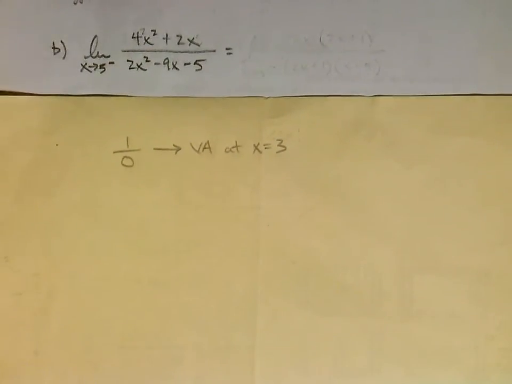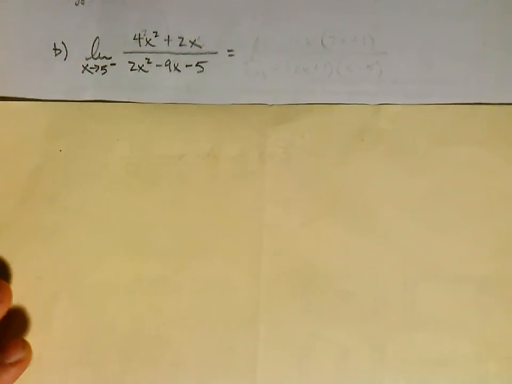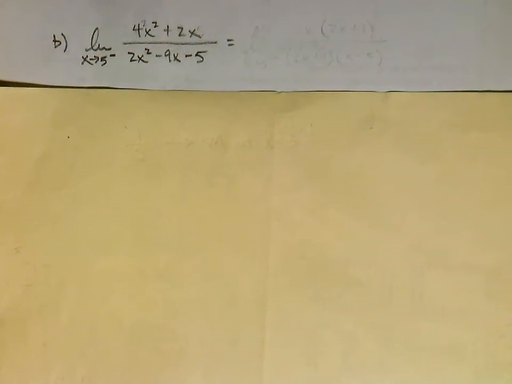Let's look at a harder variety and get rid of this. Ooh, wow, okay, this is a good one. The limit of 4x squared plus 2x over 2x squared minus 9x minus 5 as x approaches 5 from the left. Okay, wow.